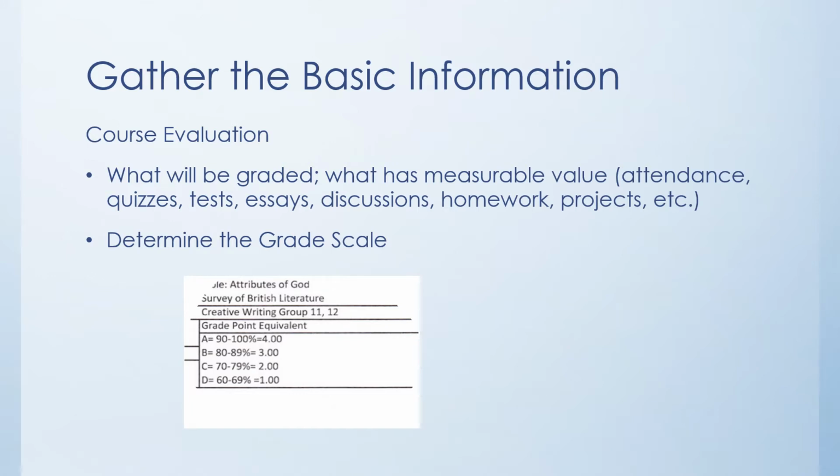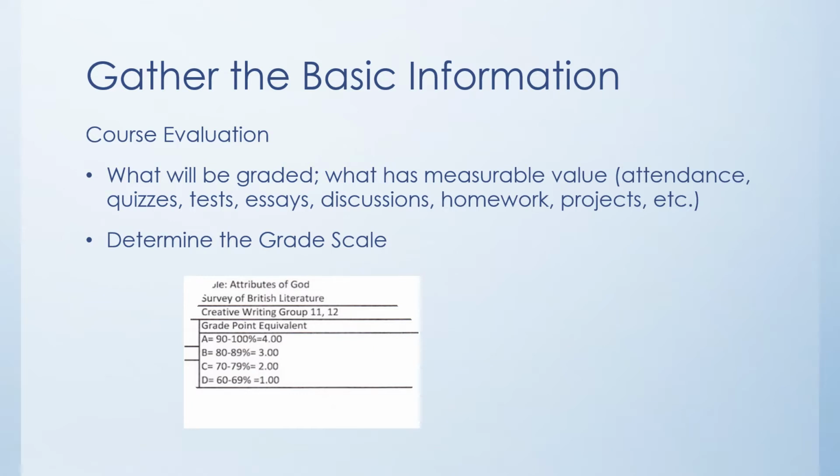Course evaluation continued. So you've got your classes kind of figured out, you've got some of your materials figured out, and now you're going to figure out, well, what's going to be graded? What's going to have measurable value? Some examples would be attendance, quizzes, tests, essays, discussions, homework, projects, etc. So then from that, you're going to also determine the grading scale.